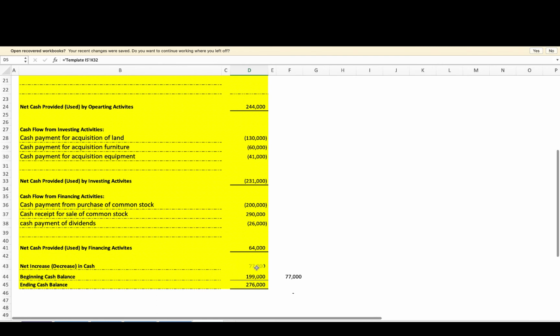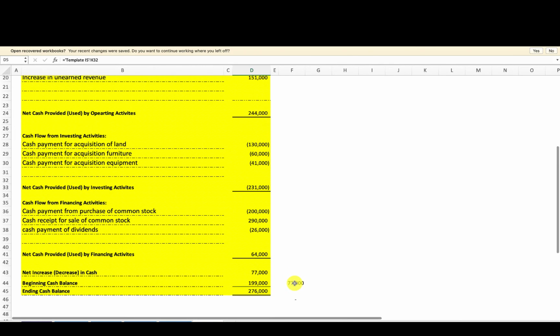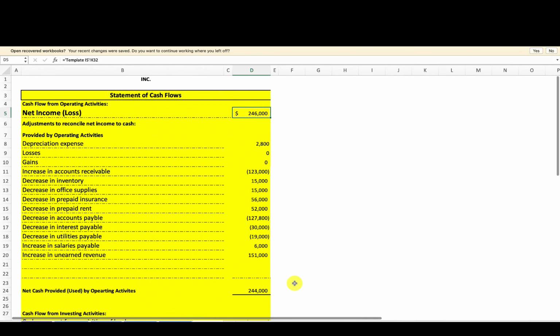Okay, so my net change in cash is operating activities plus investing activities plus financing activities. I add those three together, I get $77,000. I check that by looking at my beginning cash balance compared to my ending cash balance. The difference between those two should equal the net increase or decrease in cash, which is $77,000, and it does, so I'm on the right track. And that is your statement of cash flows.